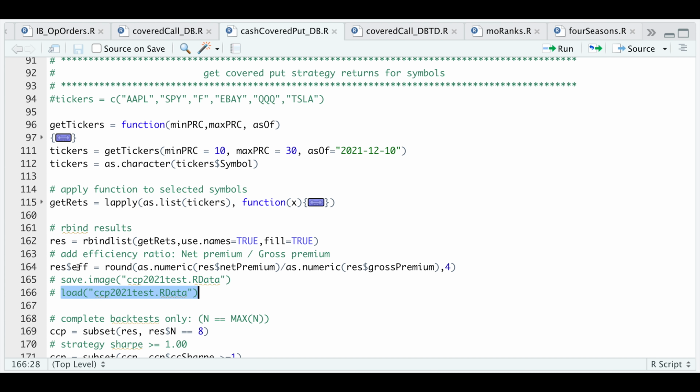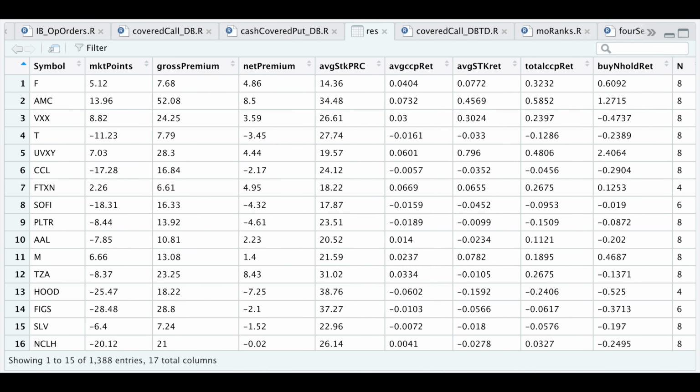But if we take a look at RES for the results, this backtest included approximately 1,400 different tickers, and each row represents the results for each of these tickers. In order for me to narrow down this list, I'm just going to focus on a couple of different columns. For starters, I'll be focusing on the net premium and N, which is just the number of periods in this backtest. For the majority of these it will be 8, and that just means I have successfully backtested for the last 8 months, and I'll be dropping those with less than 8, since that just means that the backtest may have been incomplete or I'm missing a few months.